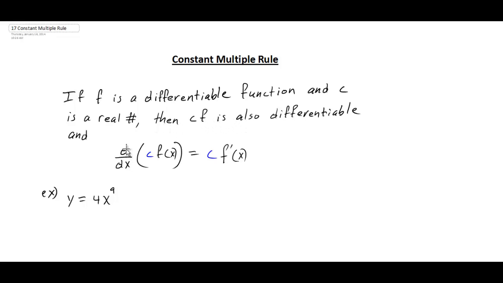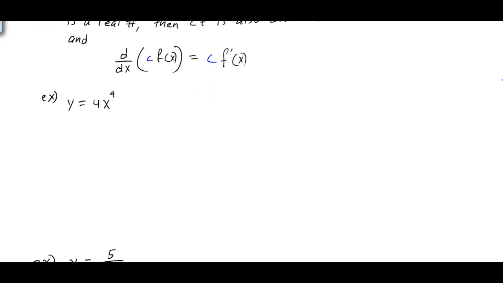So for example, what this means is if we take the derivative of our constant multiplied by a function, then that's going to be equal to the derivative of the function simply multiplied by the constant. Now, this is really wordy for something that's very, very simple. For example, that simply means if we have y equals 4 times x to the 9.